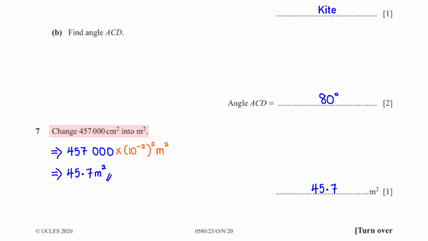Change 457,000 centimeters squared into meters squared. To convert this number to meters squared, we convert centi to its prefix, which is 10 raised to the power negative 2, and we square it. When we type this into the calculator, we get 45.7 meters squared.